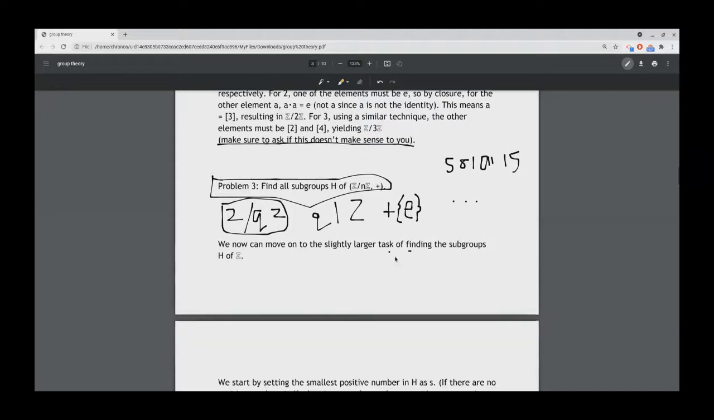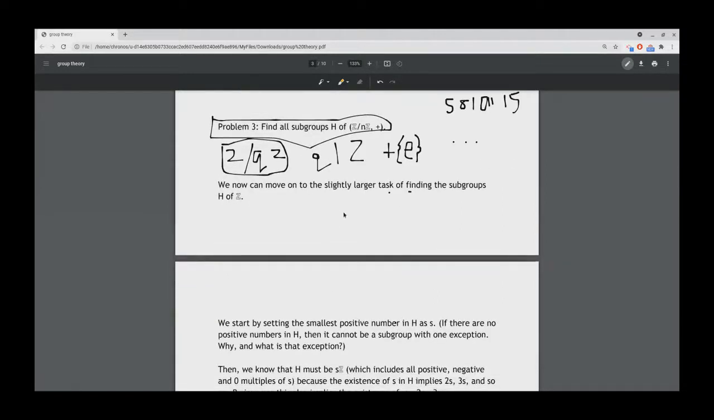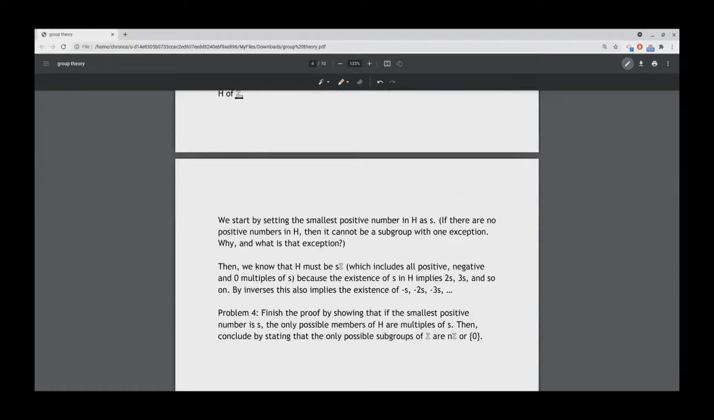So we can now move on to the slightly larger task of finding the subgroups of just the set of integers itself, which is Z. Okay, so we start by setting the smallest positive number in H as S. Because if there are no positive numbers in H, then it cannot be a subgroup, but with one exception. Why, and what is that exception? Well, why is because if there are no positive numbers in H, every number must be either negative or 0.